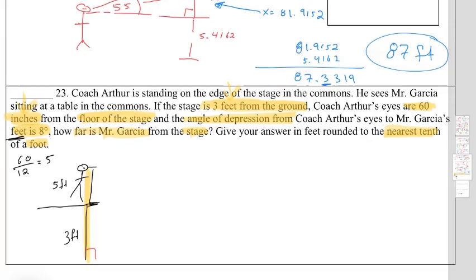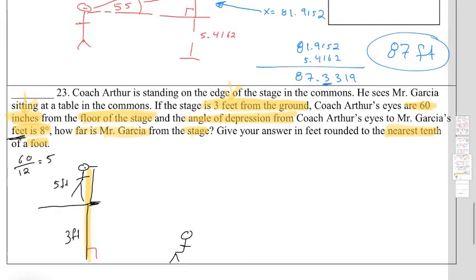And it says from the stage, that's why we drew it there. Then we also have Mr. Garcia that's sitting down across the stage, or away from the stage. So we're going to draw Mr. Garcia sitting down here. And it says that Coach Arthur has a line of sight to his feet, and they gave us an angle of depression. Now we have to be careful, of course. Remember, angle of depression is always going to be measured horizontally down. And so that right there measures 8 degrees.